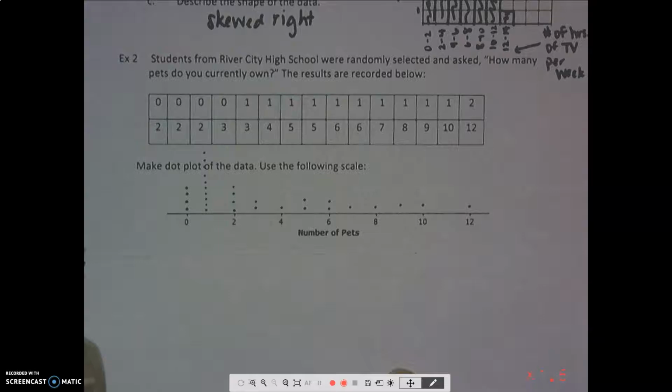3, we have 2. 4, there's only 1. 2 people had 5 pets. 2 people had 6 pets. 1 had 7. 1 had 8. 1 had 9. 1 had 10. Nobody had 11 pets. And somebody has 12 pets.